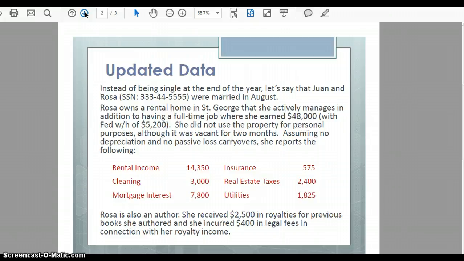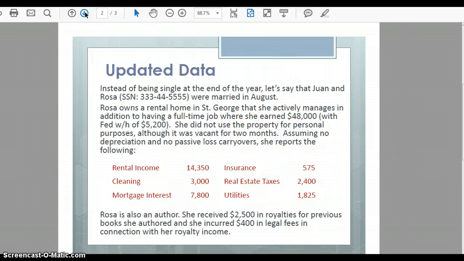So assuming no depreciation, because that's covered in a later chapter, and no passive loss carryovers, she reports the following on her rental: rental income, cleaning, mortgage interest, insurance on the property, real estate taxes, and utilities. So let's say that Rosa is also an author, and she received $2,500 in royalties for previous books that she authored, and she incurred $400 in legal fees in connection with her royalty income.